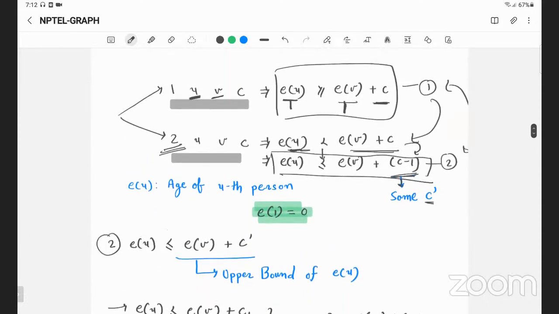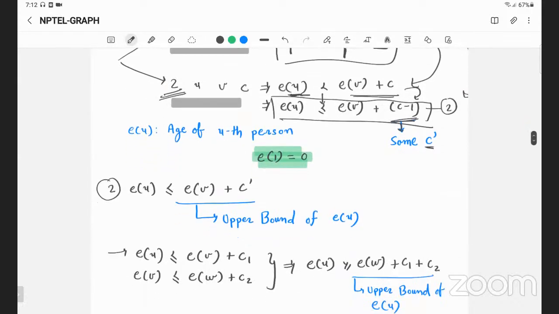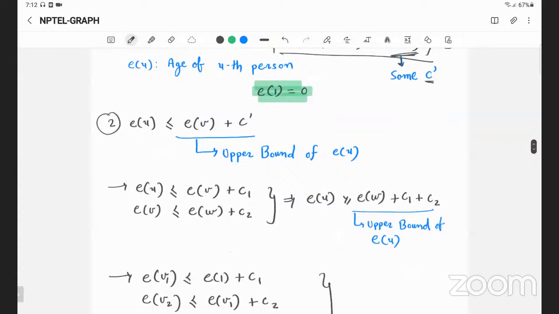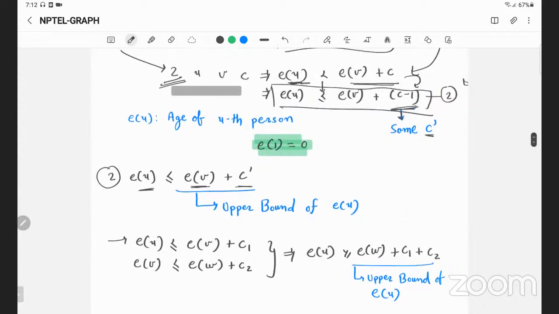Now let's consider each of them separately. Let's first see the second type of inequality, where it says age of U is less than or equal to age of V plus C prime. Here I just replaced C minus 1 with C prime, because it is at last just some integer.